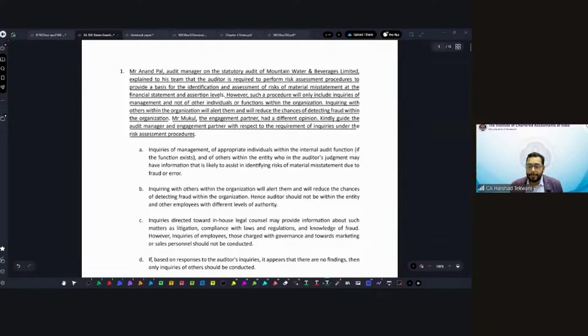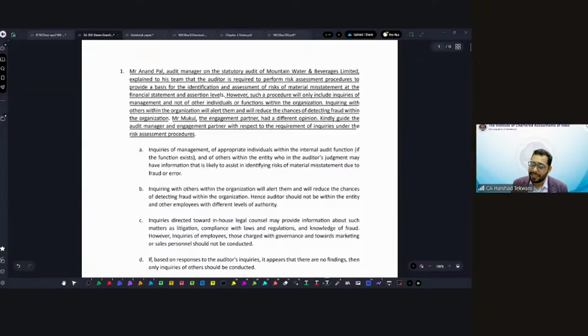However, inquiries of employees with those charged with governance and towards marketing or sales personnel should not be conducted. If, based on the responses to the auditor's inquiries, it appears that there is no finding, then only inquiries of the others should be conducted.